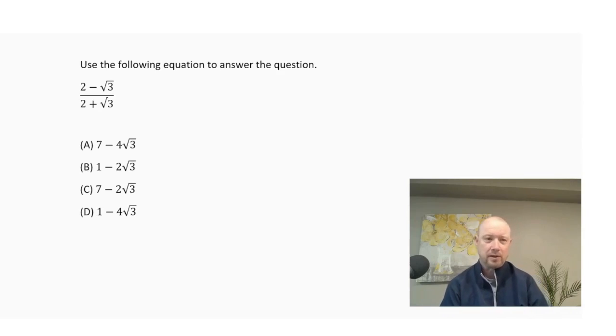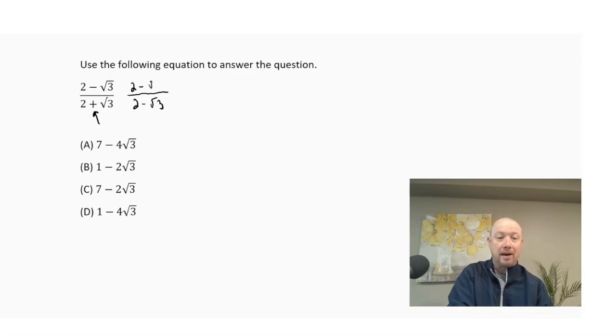All right, so what we're going to do in this case is we're going to rationalize the denominator. In order to rationalize the denominator, we want the conjugate of the denominator. So we're going to change the sign here and rewrite it. So we have 2 minus root 3, and to keep this value the same, we have to multiply top and bottom by the same value. So we have to multiply top and bottom by 2 minus root 3, okay?